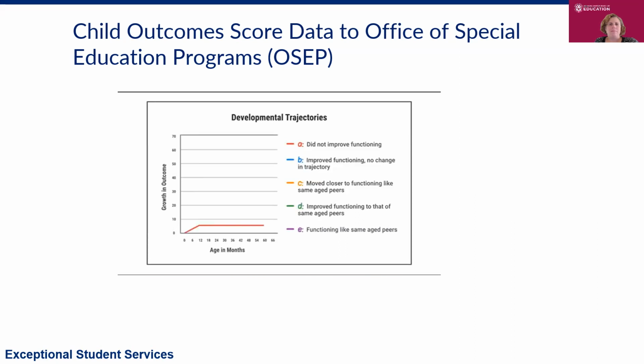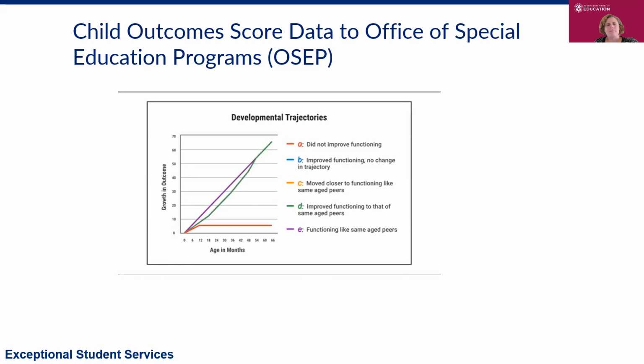Look at the red line in the graph. This illustrates the first reporting category, A, which refers to children who did not show any improvement in functioning between entry and exit. Note that the red line is flat between 12 and 66 months. All other lines go up, indicating that these children acquired new skills over time. The purple line illustrates typical development and is Category E, children who continue to function like same-age peers between entry and exit.